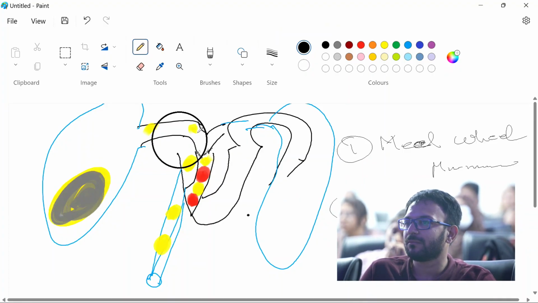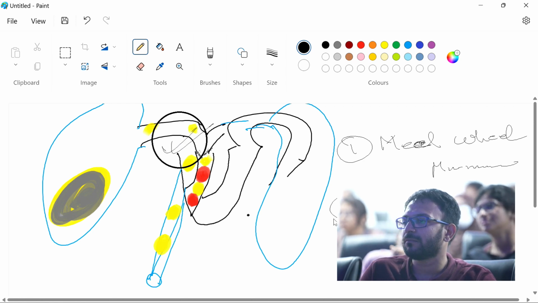And then you can save your patient's life. How to save? Just turn the patient completely left and fully head down. Turn the patient completely left and fully head down. Pulse will come.